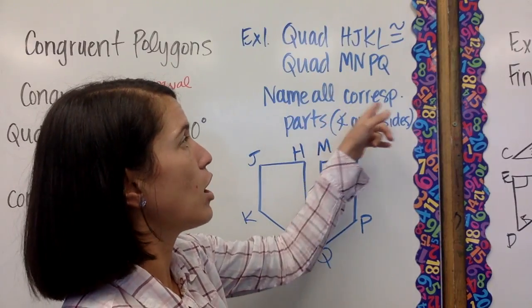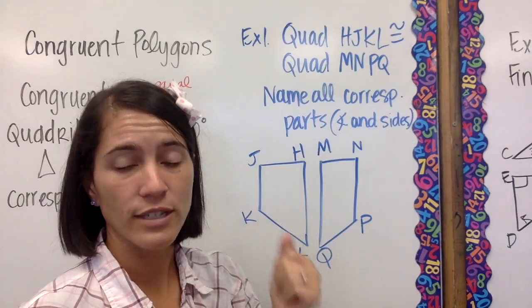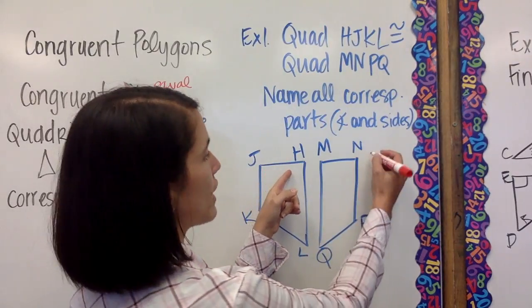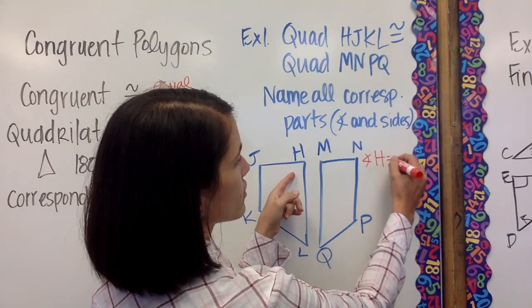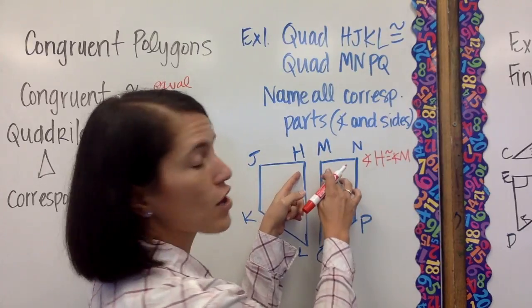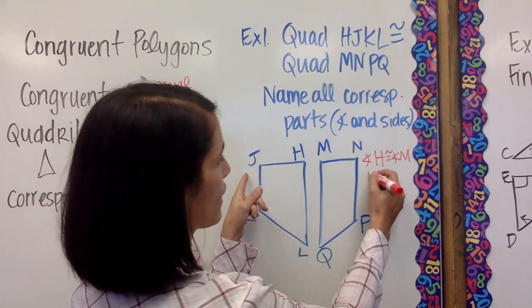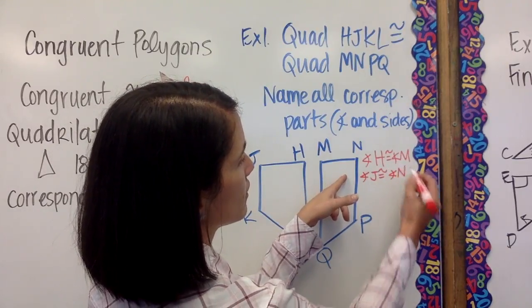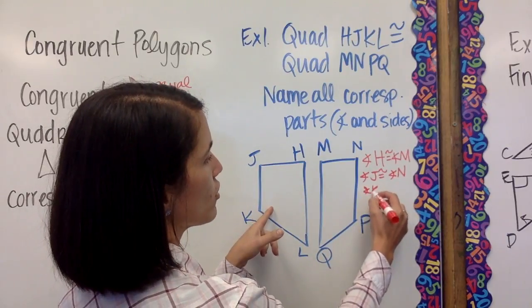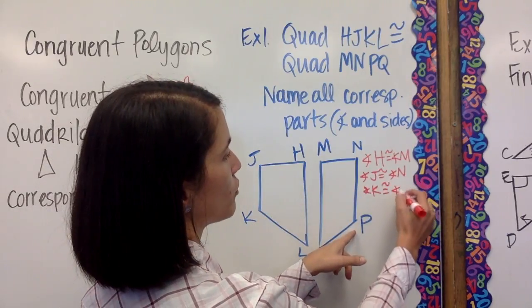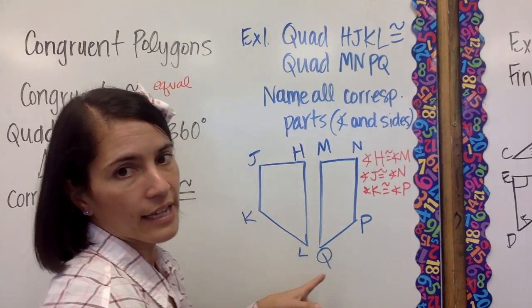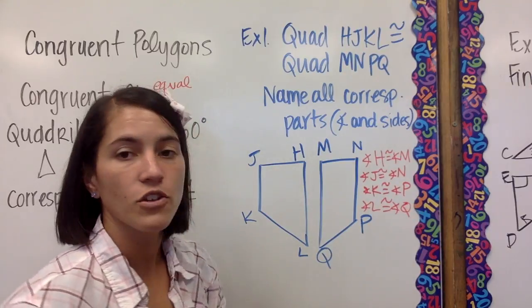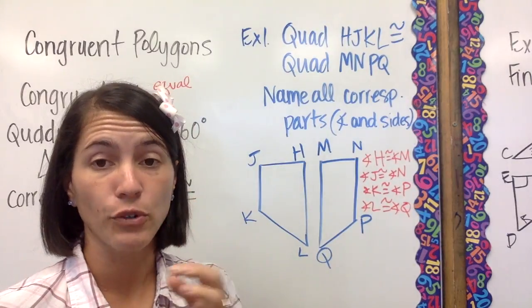So the question says, name all corresponding parts, angles, and sides. So let me show you how to do that. First, we'll start with the angles. We already talked about angle H is congruent to angle M. So those are corresponding. Angle J corresponds to N. Angle Q corresponds to angle P, and angle L corresponds to angle Q. So those are all the corresponding and congruent angles.